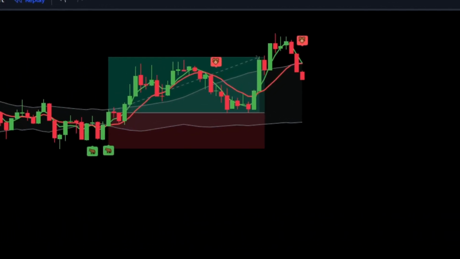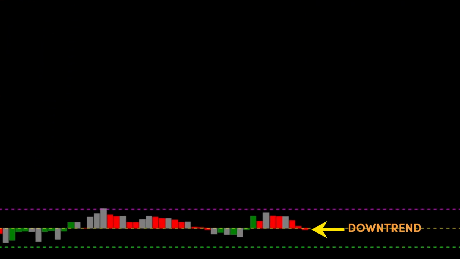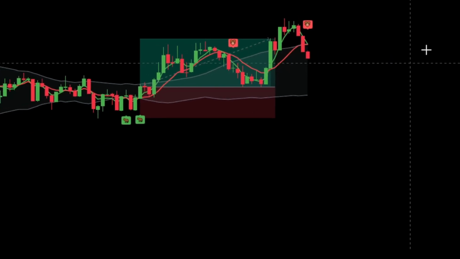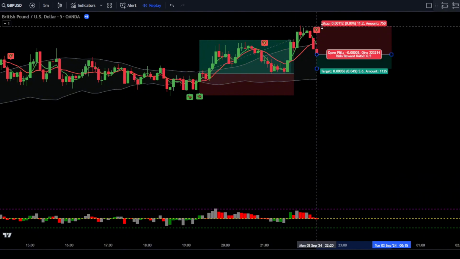How to place a sell order. If a sell signal appears from the PyramidCover indicator, you must confirm whether it is a valid sell signal. Make sure the BB reversal bar is below level 0. For the final confirmation, ensure that the candlestick formed is a bearish candlestick. If all conditions are met, you can place a sell entry after the bearish candlestick closes.